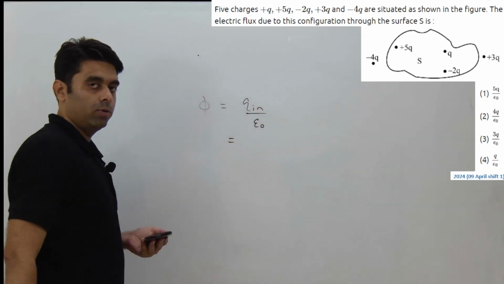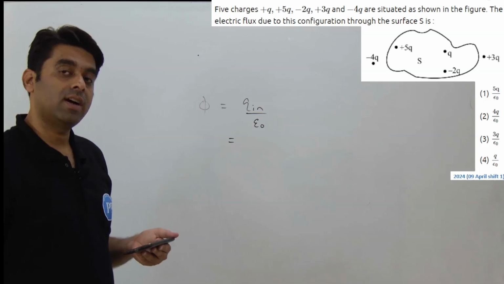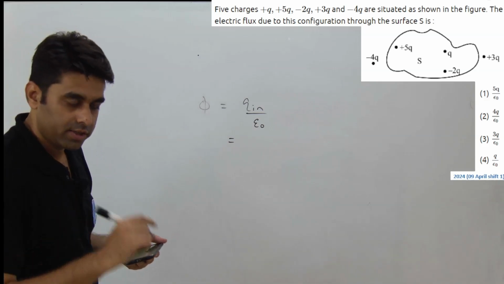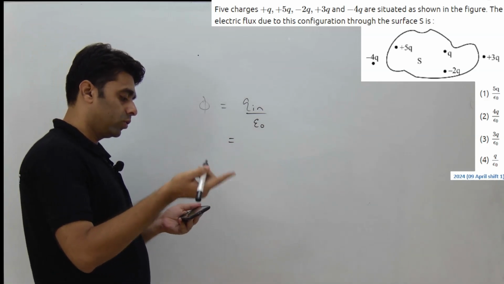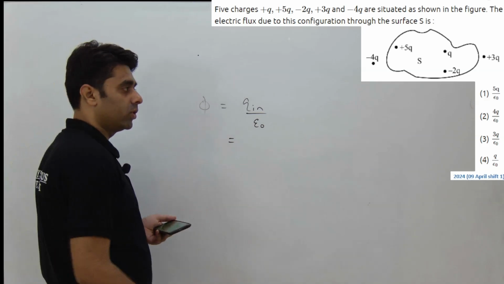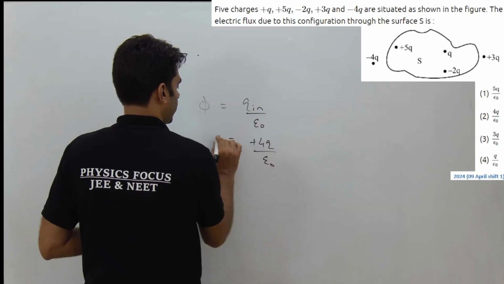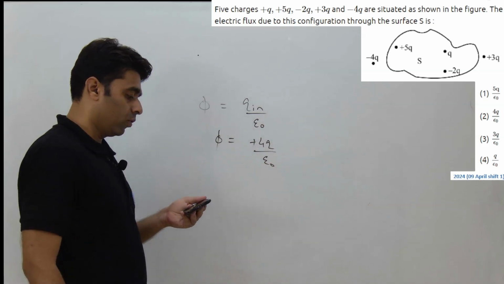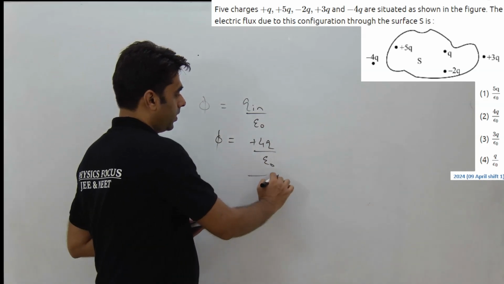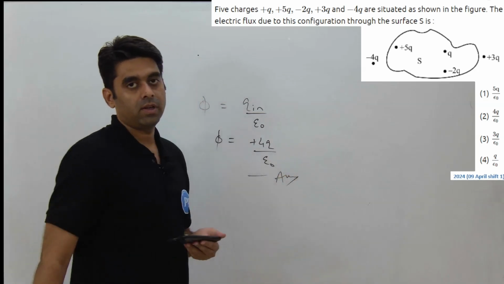Right? If you look at it carefully, how much charge is enclosed? What is the charge inside? Plus 5q, q, 6q, minus 2q, that is plus 4q divided by epsilon naught. So our flux is 4q by epsilon naught, option number B. Option number B is our correct answer. Let's move ahead.